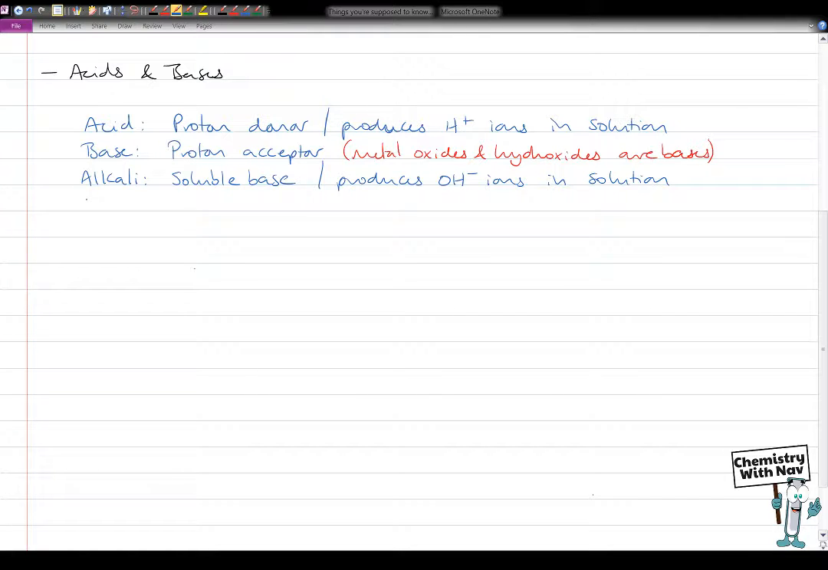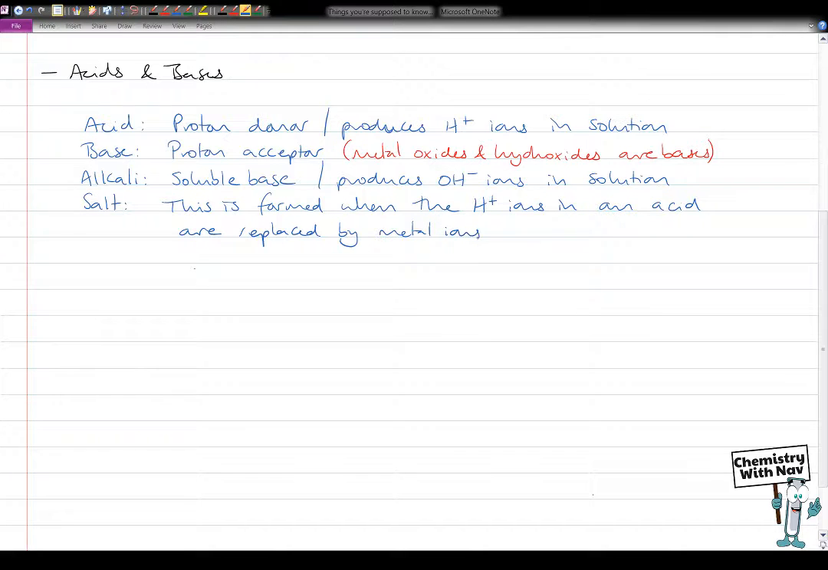And then moving on to salt. A salt is formed when the hydrogen ions, the H+ ions, in an acid are replaced by metal ions or ammonium, which is NH4+. Okay, and this brings us on to acid reactions in which you make salts.